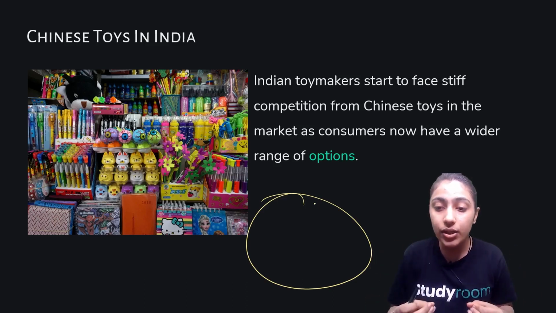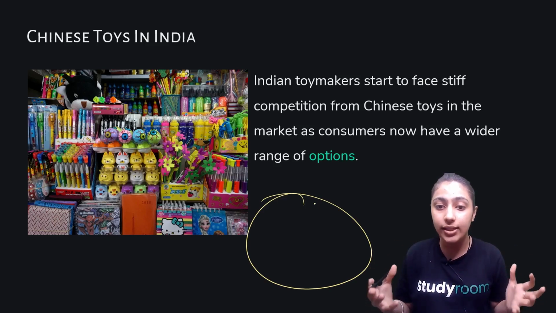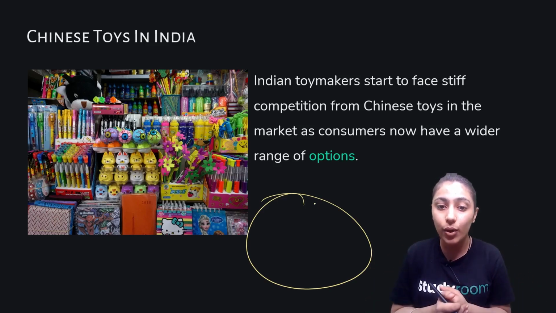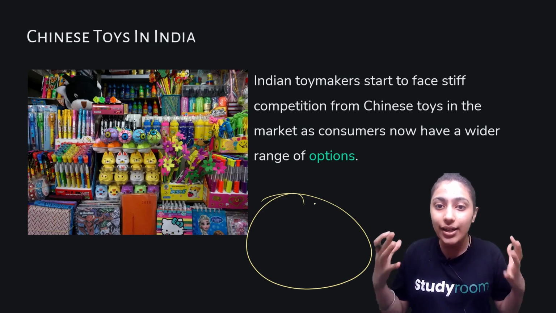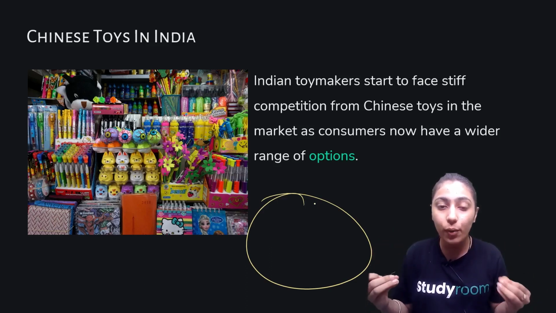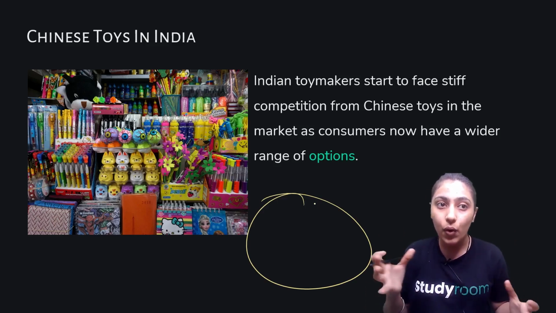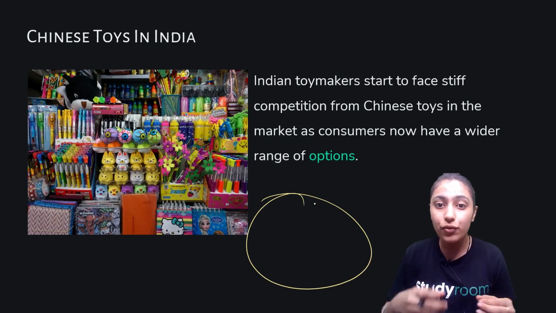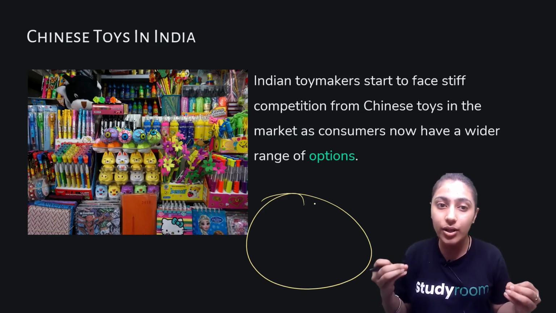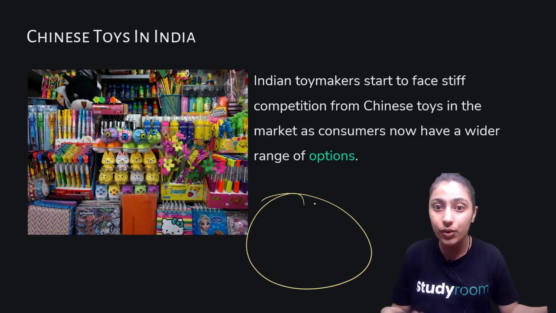So that was the time when Chinese toys came in the market. So consumers had a very wide range of options. Consumers over here in India had options to purchase goods from. So they started purchasing products of China instead of India, because again the choice was more.